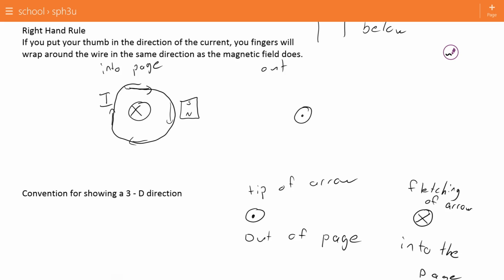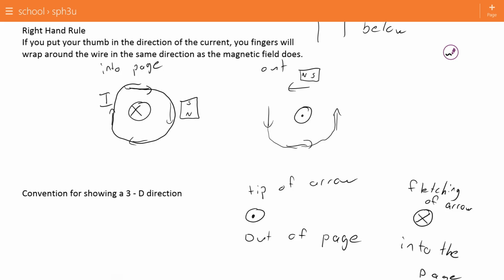If you put your thumb in the direction of that current and then wrap your fingers around, I think you'll see that your fingers are going down here, up here, and over here. Yeah, that's right. What that means, for example, is if you took a magnet right here, the north end would want to point that way and the south end would want to point that way.